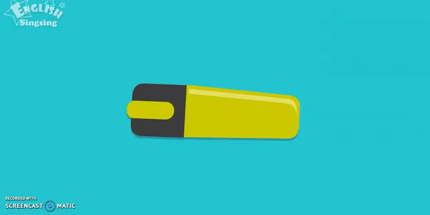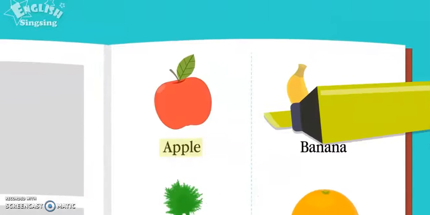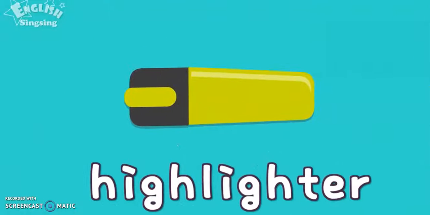It's my highlighter. I can mark with it. Highlighter.